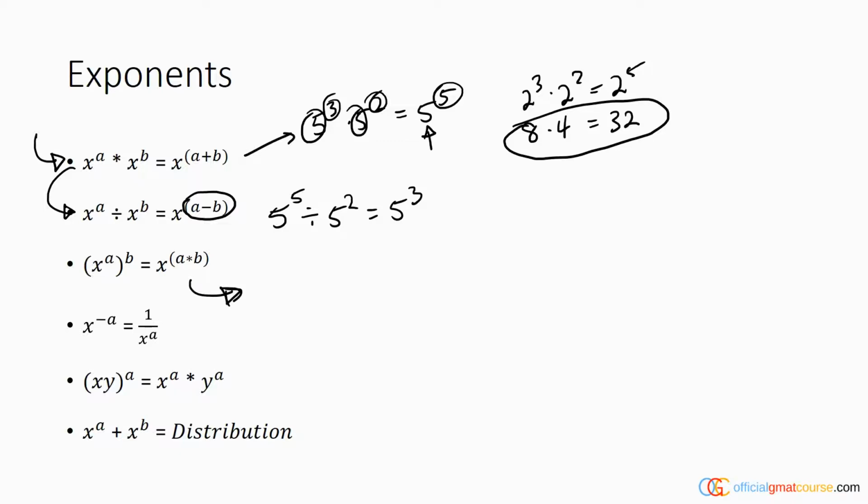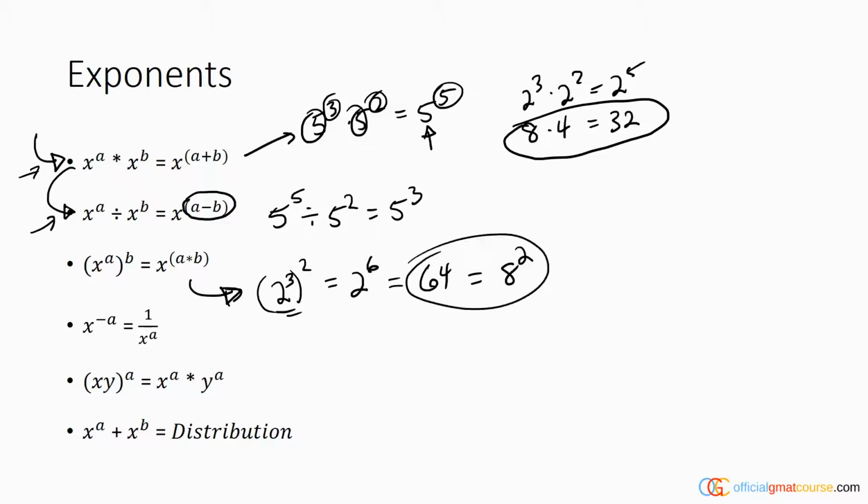Now, in this example here, it's slightly different. So we've done multiplication, we've done division. Now we're doing a base to an exponent to an exponent. And so if we had 2 to the third, squared, that would equal 2 to the sixth. And 2 to the sixth is equal to 64. And that should be equal to 2 cubed, which is 8, squared. And as we know, 8 squared is 64, and that's an example of this rule being played out with real hard numbers and proving that it works.